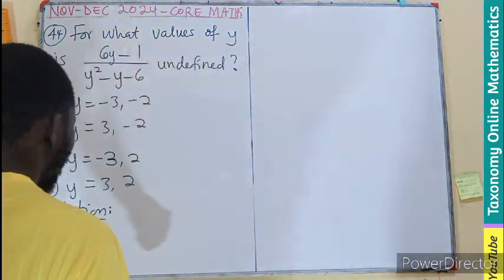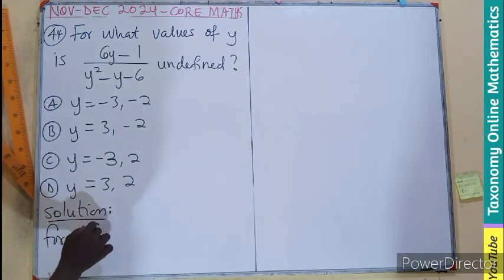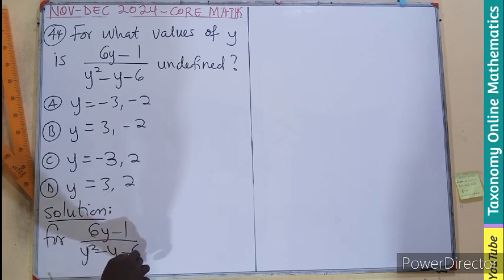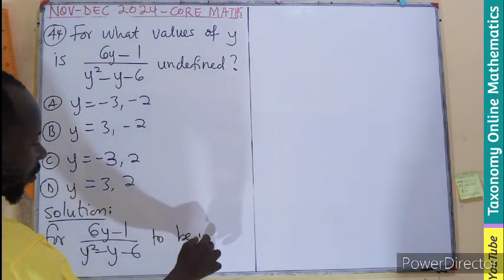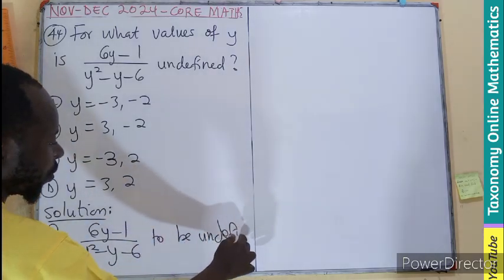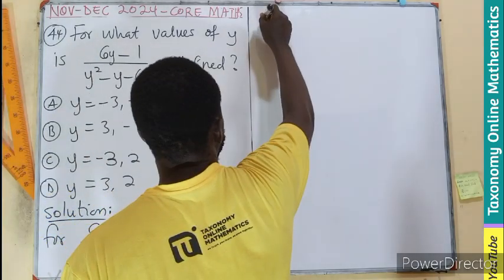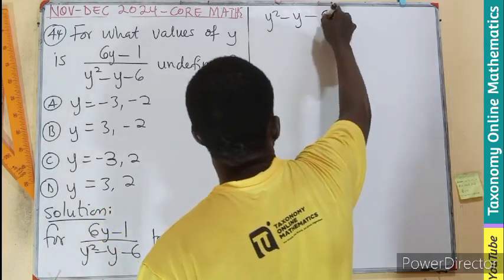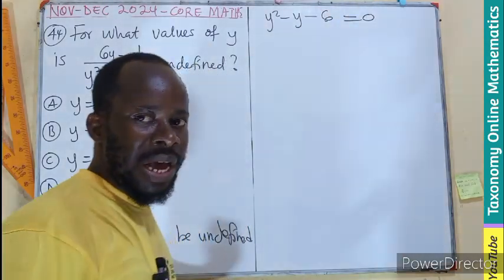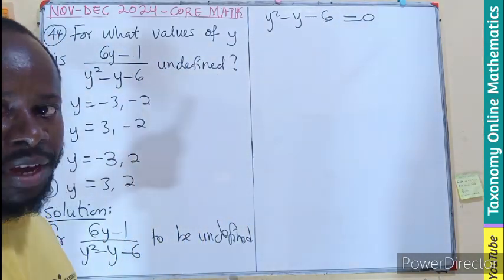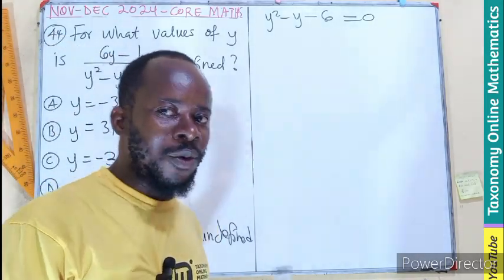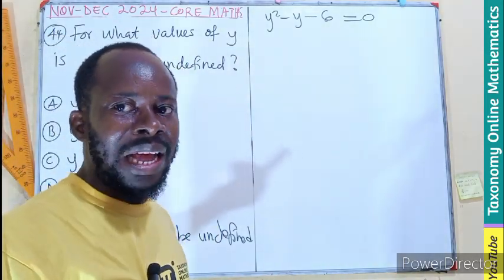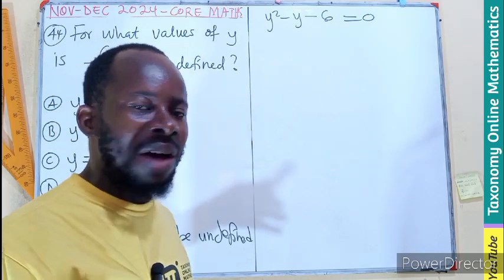So from here, we can say that for (6y minus 1) divided by (y squared minus y minus 6) to be undefined, it means that y squared minus y minus 6 must be 0. We are equating only the denominator to 0, ignoring the numerator, because whatever value is in the numerator doesn't matter. As long as the denominator is 0, we have undefined.